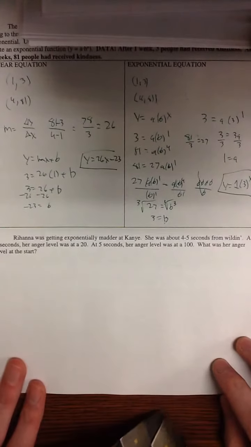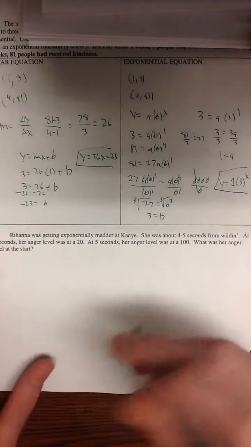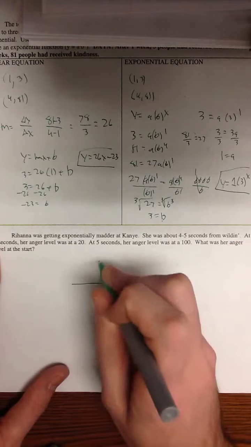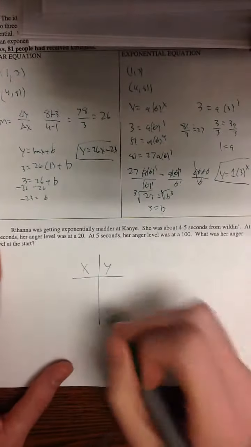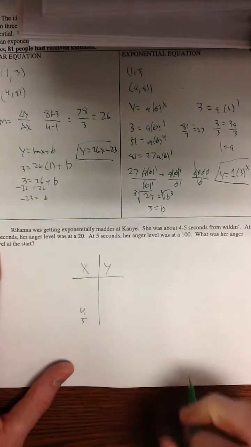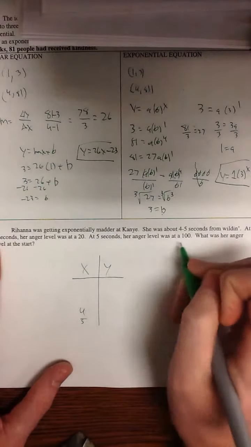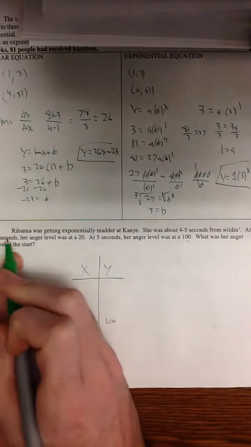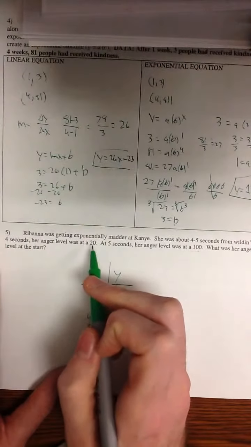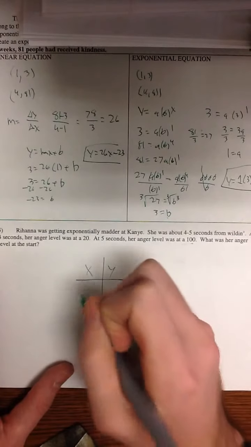The last question, Rihanna was wildin', so it's about 4 or 5 seconds from wildin'. So I'm going to make a chart. I think this one would be best with the table. So we know that she's 4 or 5 seconds. And at 5 seconds, her anger level was at a 100. And at 4 seconds, her anger level was at a 20. So we'll put a 20 there.